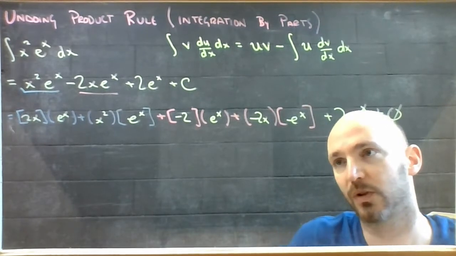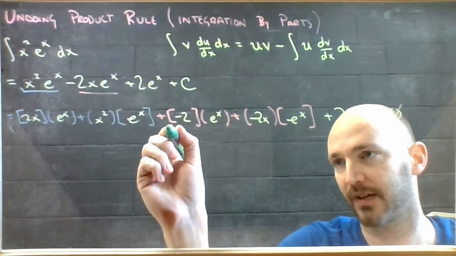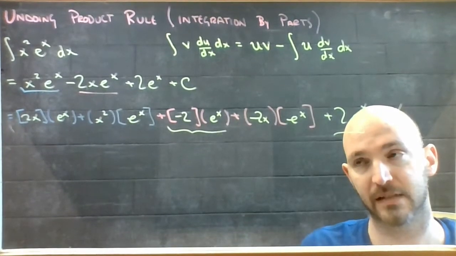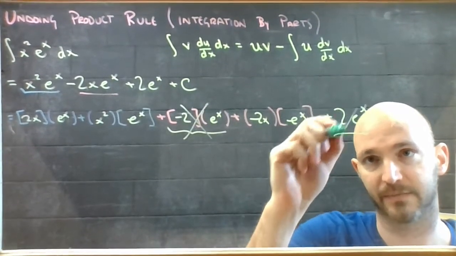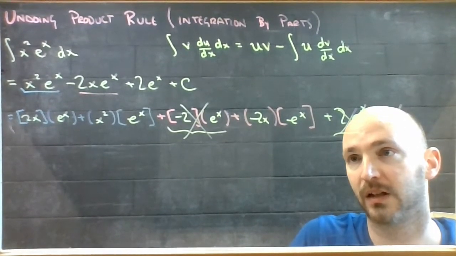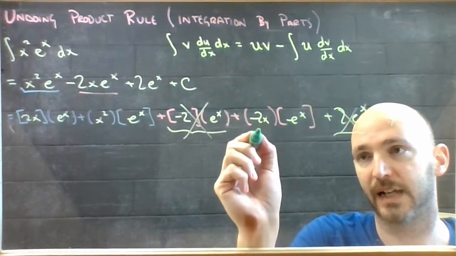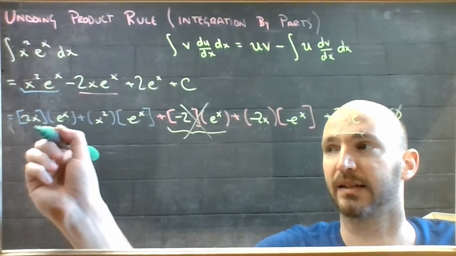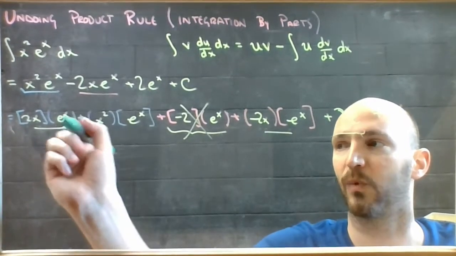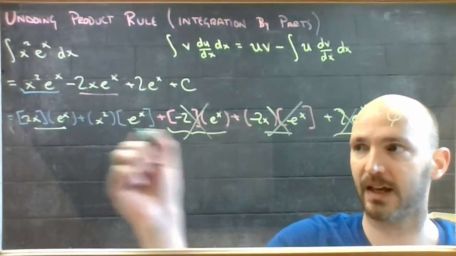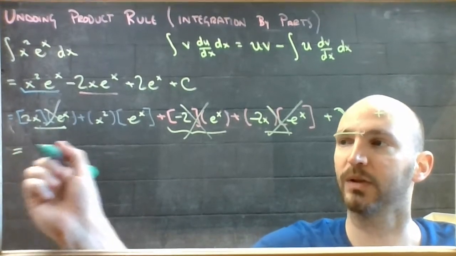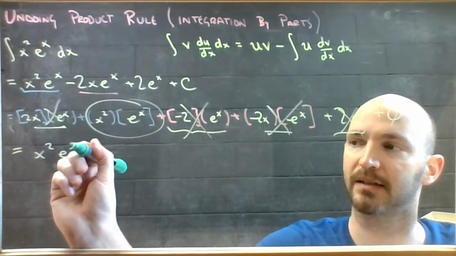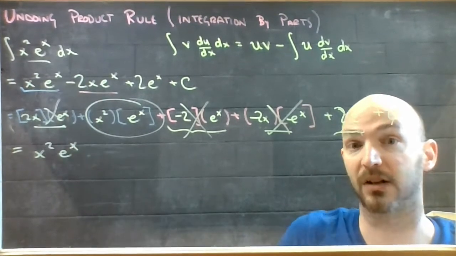And if I scroll across here, do you notice that I have a subtract 2e to the x and a plus 2e to the x? Those have undone each other. And if you look again, I have negative 2x e to the x and positive 2x e to the x. These two match. One is positive, one is negative, so they have undone each other. And the only term that survives is this one, x squared e to the x, which is what we started with in the first place.